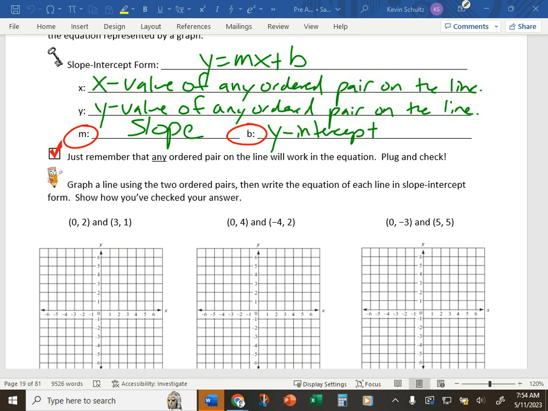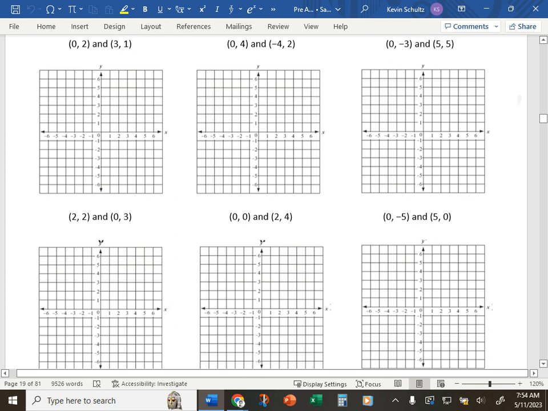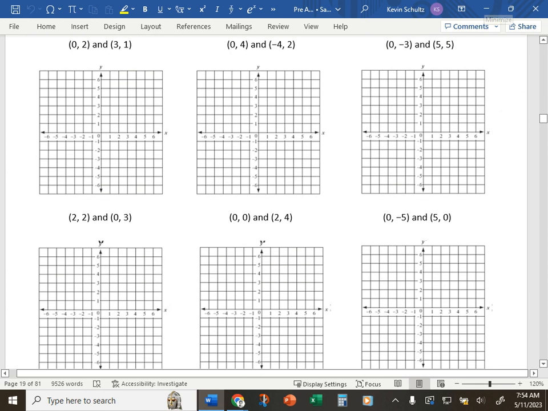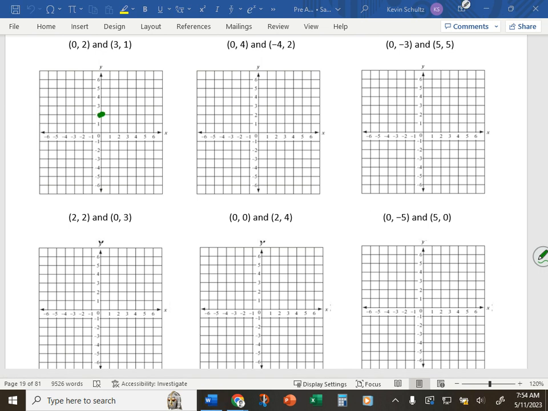Okay. So, what you are going to do, I give you a coordinate plane, I give you 2 points to plot. You're going to plot those points. 0, 2 is right here. 3, 1 is right here. Connect them with a line. Okay? And now your job is to write the equation of that line. Right? So I give you the points for you to plot them. And now you're writing the equation of that line.